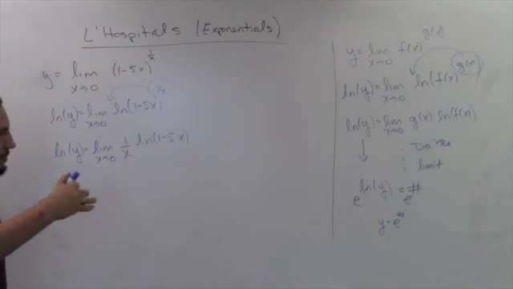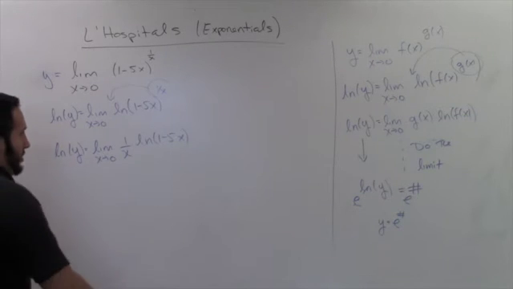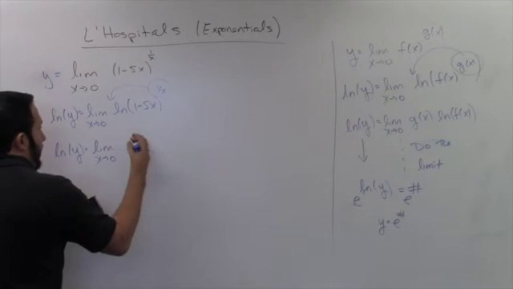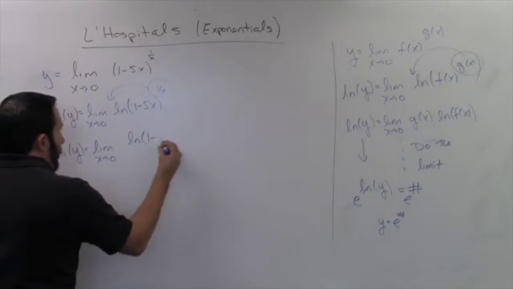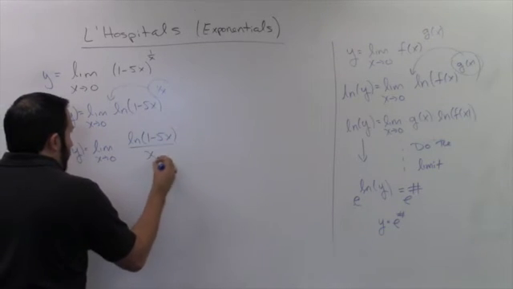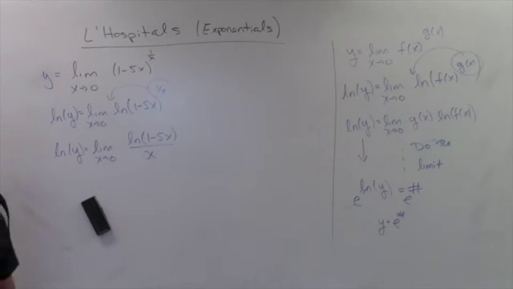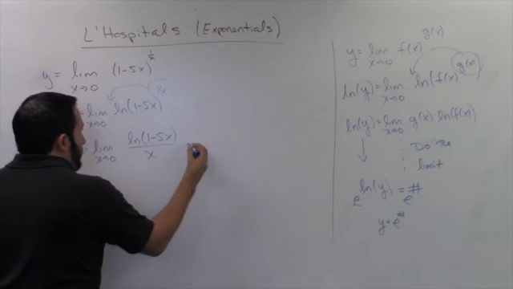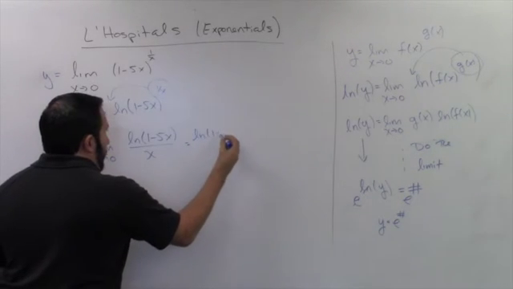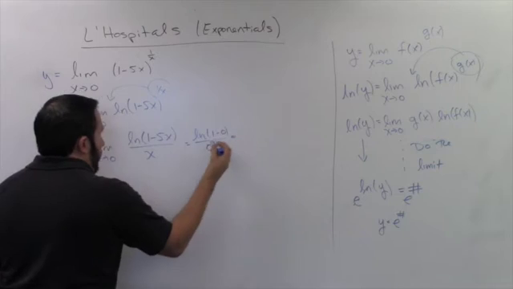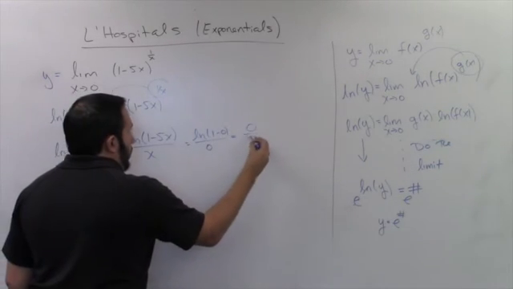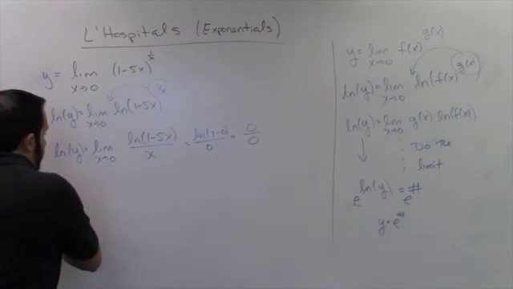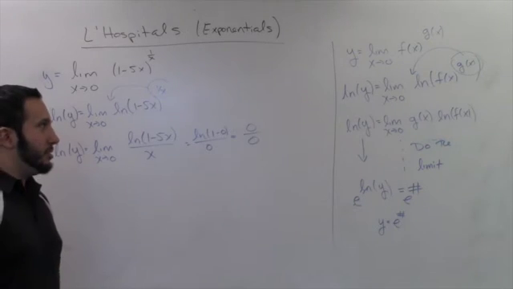But whenever I have 1 over x times the natural log of 1 minus 5x, you can simply rewrite this as the natural log of 1 minus 5x over x. And now let's go ahead and take this limit. Well, to take this limit, let's plug 0 into here. When I plug 0 in, I get the natural log of 1 minus 0, divided by 0. But the natural log of 1 is 0. Therefore, I get a 0 over 0. And because I have a 0 over 0, we can go ahead and apply L'Hopital's. So let's go ahead and do that.